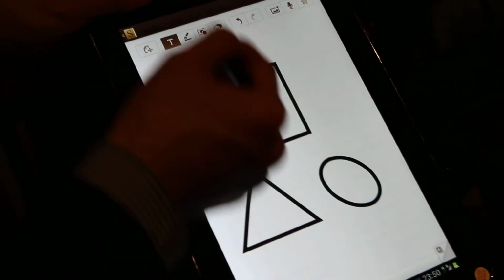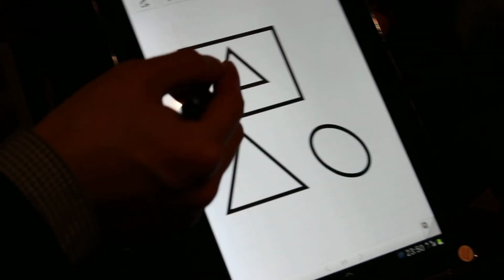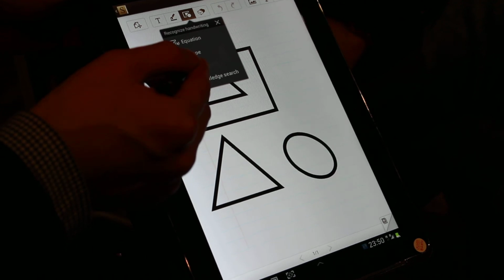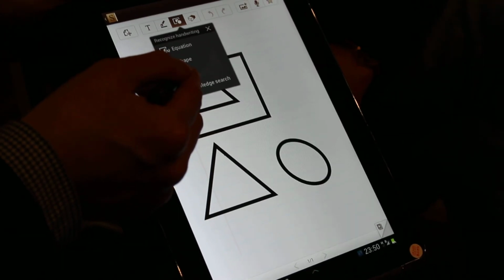Okay, this is the shape assistant function. Yeah, another option of this button is the text recognition.